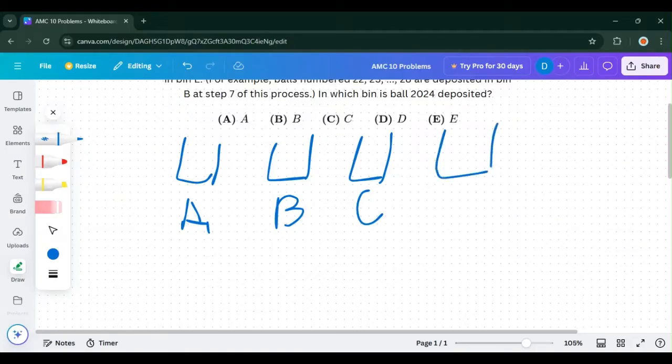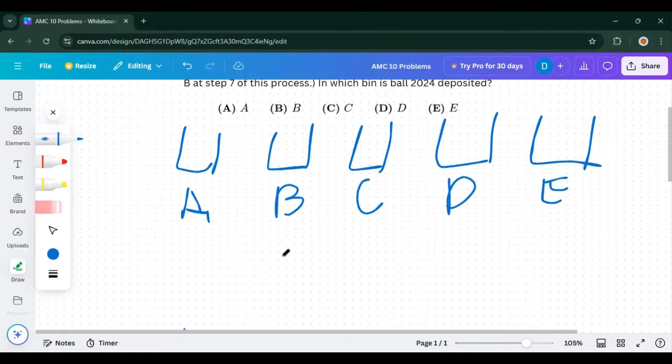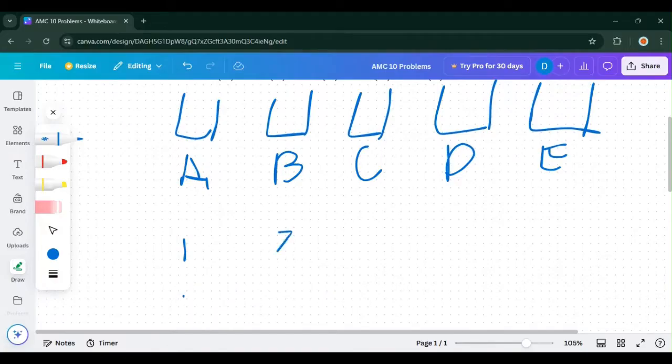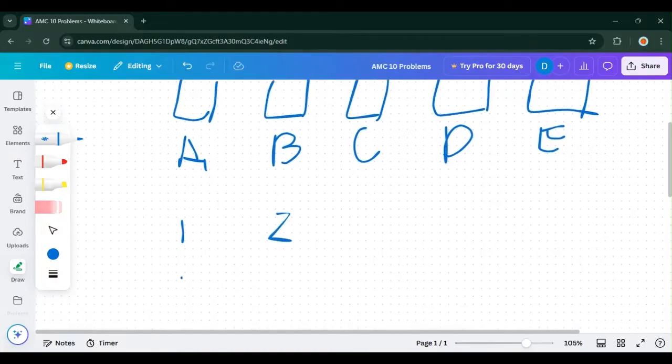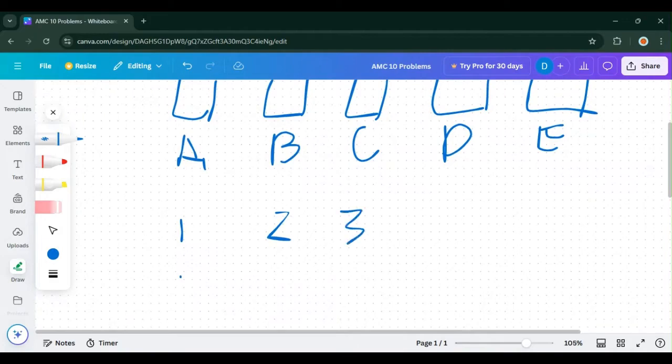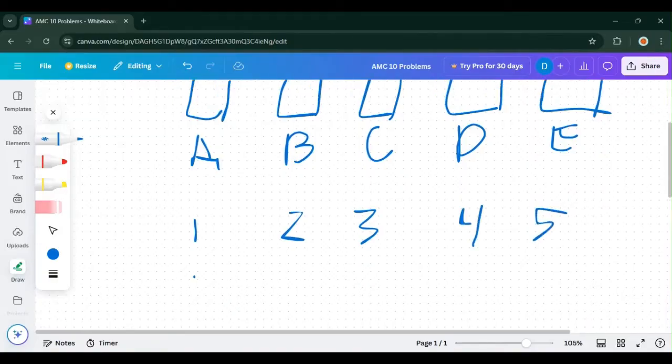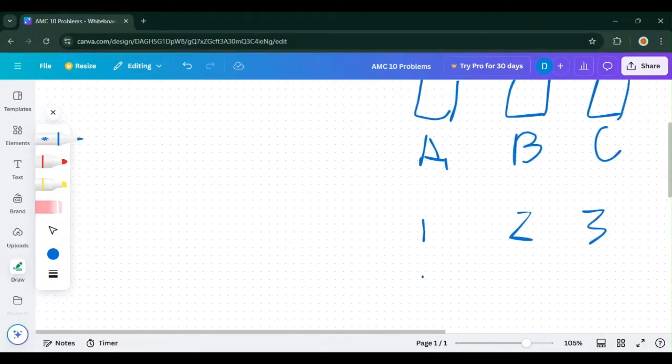We have these bins, A, B, C, D, E, and there's one ball being deposited in bin A. That's just ball number 1. There's 2 balls being deposited in bin B. That's 2 and 3. There's 3 balls being deposited in bin C. That's 4, 5, and 6. And we can see that it keeps on going.